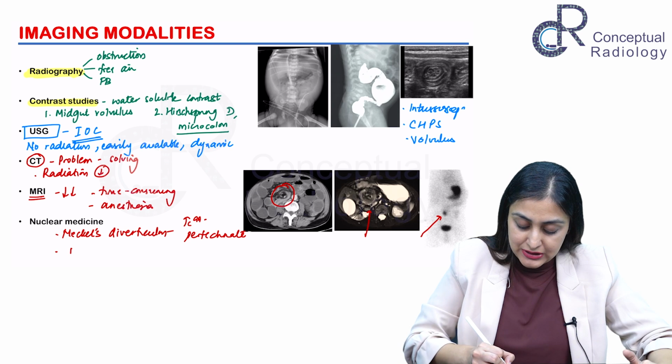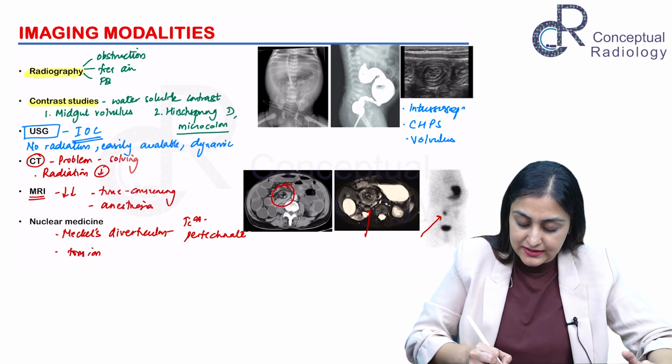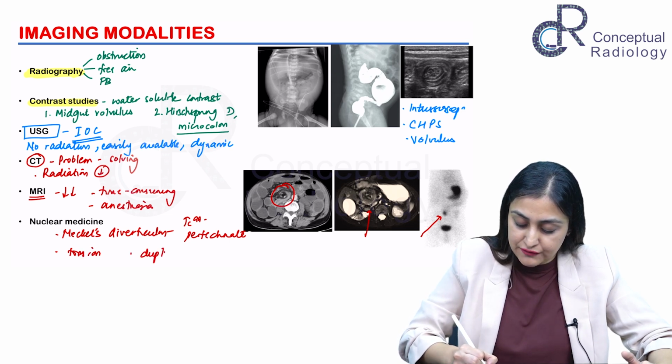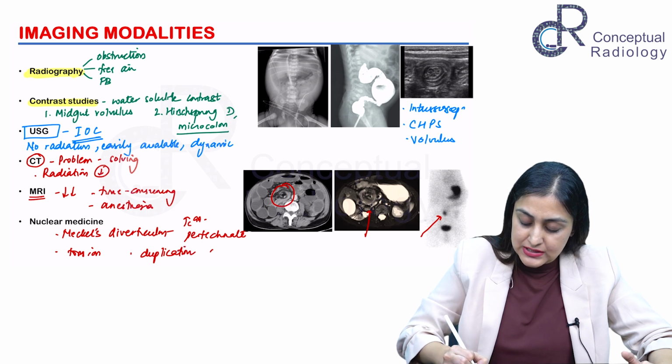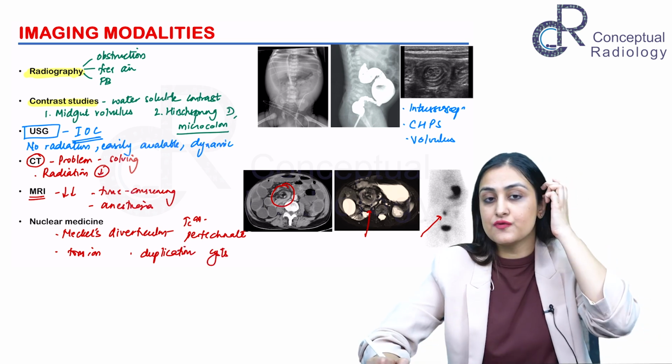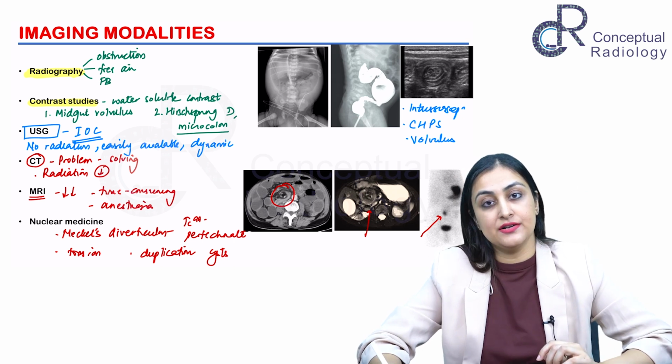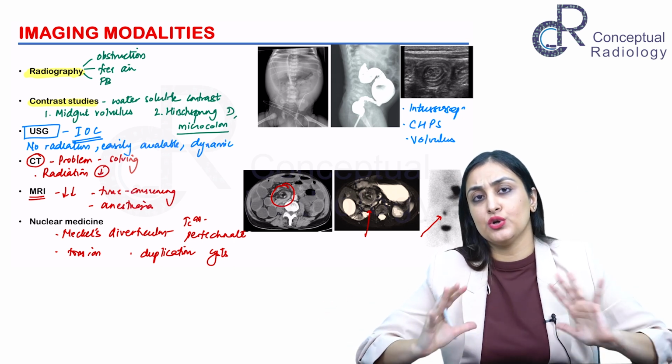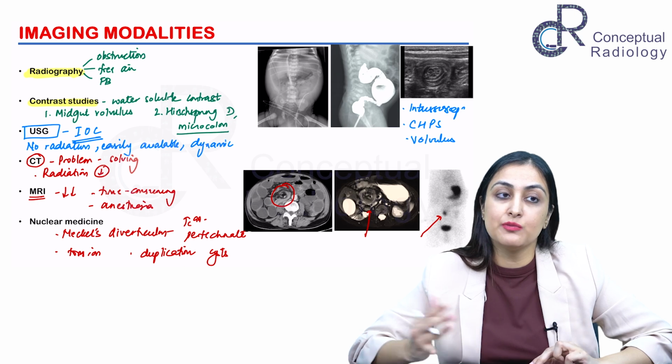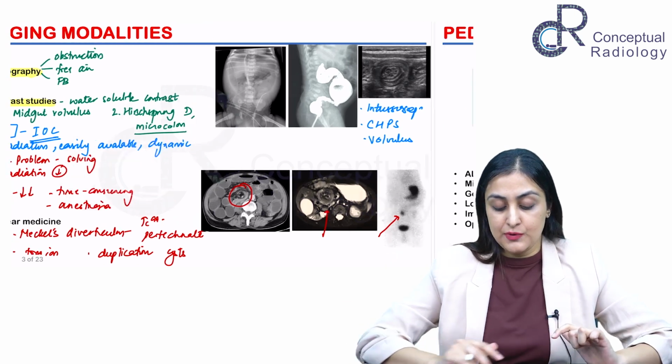It also has a role in diagnosing torsion, right? It can also help us with the diagnosis of duplication cysts. So these are the three niche indications for a technetium scan here, right? So this is your short note on the different imaging modalities that would be used in acute pediatric abdomen.